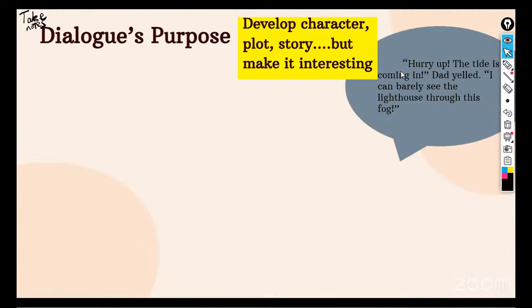They're on the beach. They're close to a lighthouse, or they're in the ocean and they're close to a lighthouse. And isn't it telling you some details about the weather? So this example is developing setting. It is showing setting. So this one here is dialogue used to show setting, right?